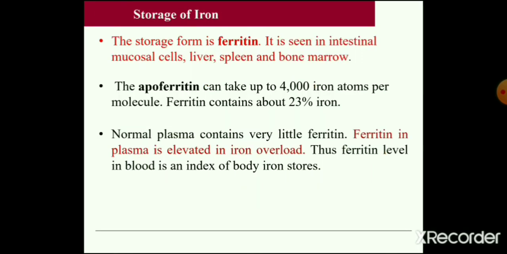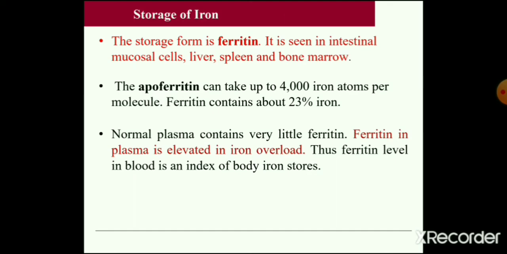Now a few words about the storage. There are 2 forms of storage. Mainly the one is ferritin. It is the storage form seen in intestinal mucosal cells, liver, spleen, and the bone marrow. The apoferritin can take up to 4,000 iron atoms per molecule. The ferritin contains about 23% iron. So the major part of the storage is in the form of ferritin, where around 4,000 iron atoms can be taken up by an apoferritin.